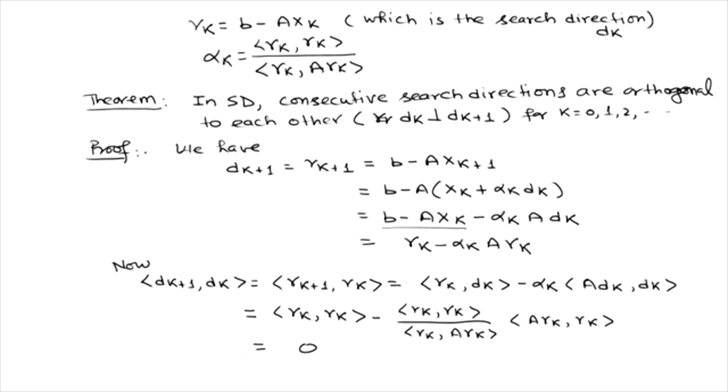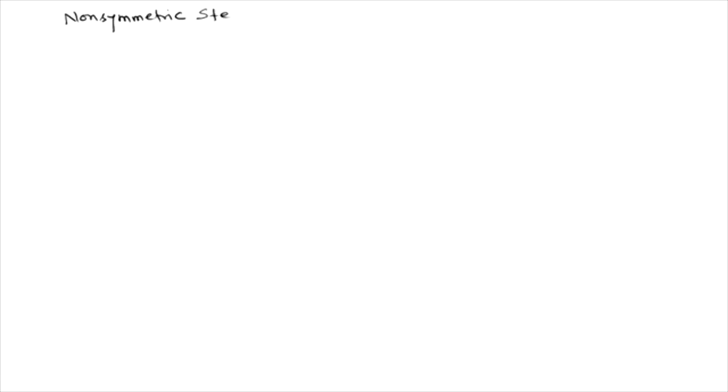So the inner product of two consecutive search directions is 0, meaning they are orthogonal to each other. Now let us see another variant of the steepest descent method, that is, the steepest descent method when the given matrix A is not symmetric as well as positive definite. So, non-symmetric steepest descent.